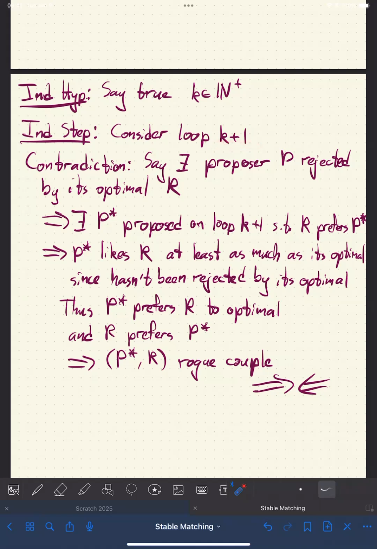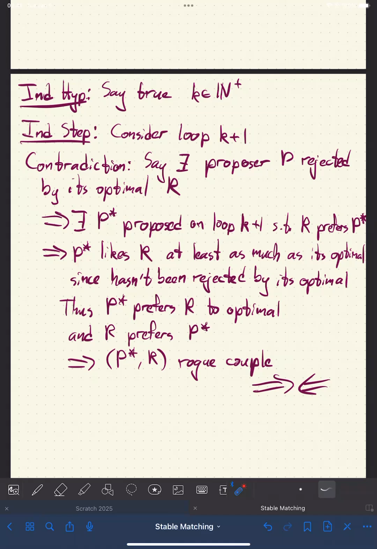Which must mean that there was some proposer P star that proposed on loop K plus 1 that R preferred. R prefers P star to P because that's when P got rejected. For the inductive hypothesis, no one got rejected by their optimal rejector yet on loop K, and now we're saying on loop K plus 1 it happens, because there's some P star that proposes on that loop that beats out P. So now we know that R prefers P star, and we're going to argue that P star also prefers R. Why do we know that?